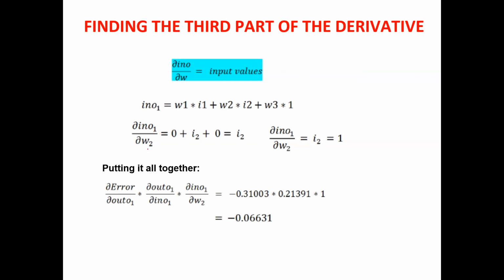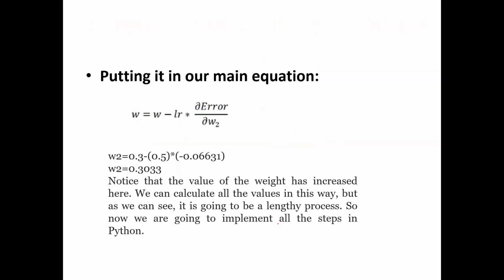Here we are taking W2. That's why this term alone is present. So for this one, the numerical value is 1. We substitute all these three calculated numerical values in the chain rule, and we get this numerical value. Then we will substitute that value here. We are adjusting W2 because in the third term we are differentiating with respect to the weight W2.